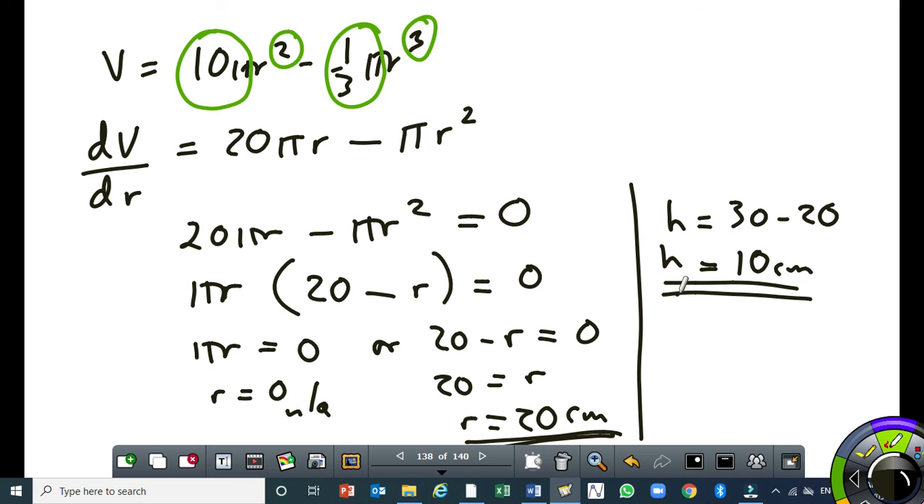So the height of that cone is going to be 10 centimeters, which means the base is longer than its height, because it has got a radius. Remember, the base is circular, so it has got a diameter of 40 centimeters, which is 4 times the height of that cone.